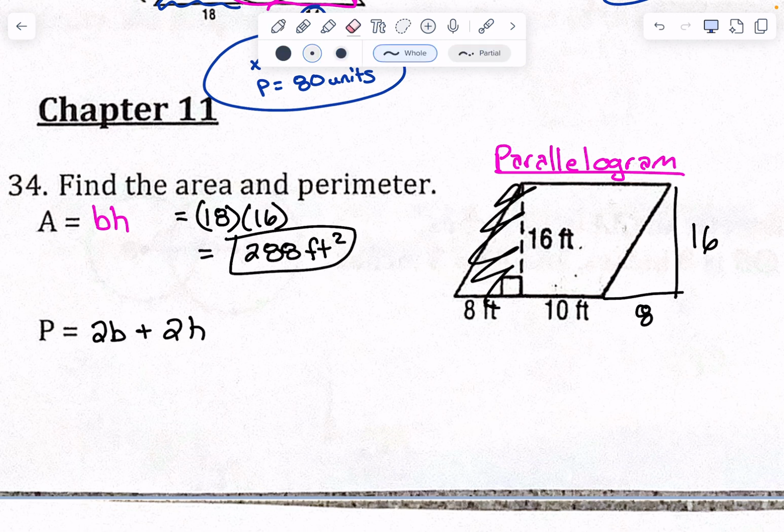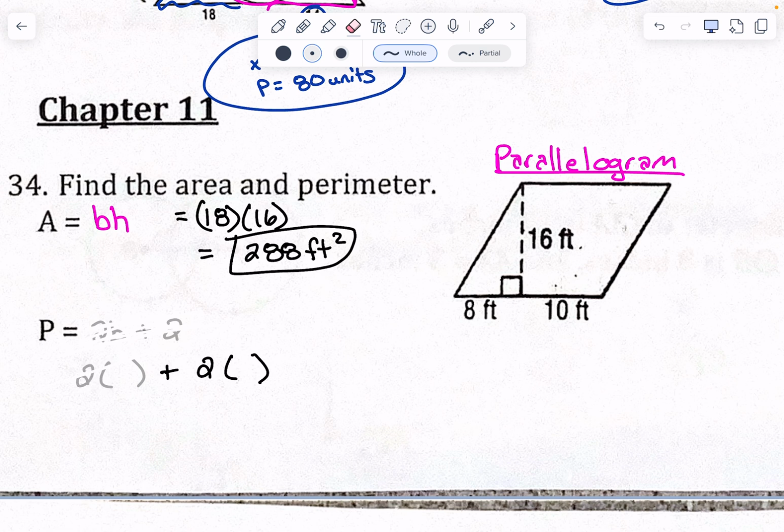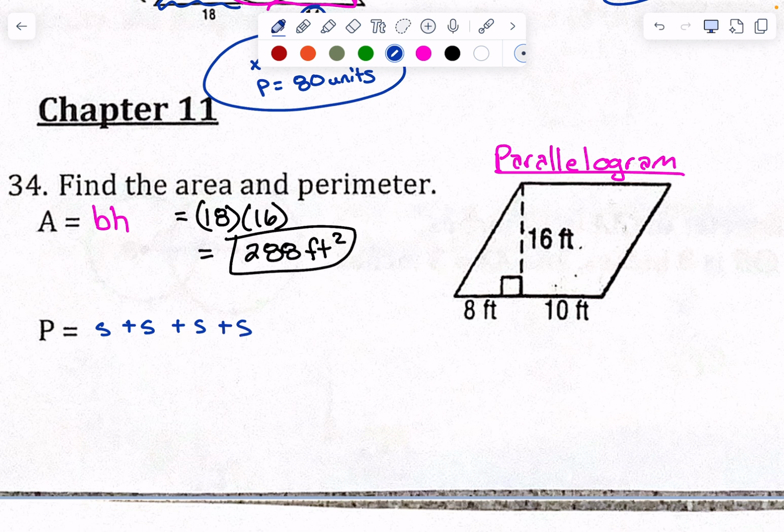Could you do that? Would it be the same, two bases plus two heights? Would it be the same perimeter? Actually, you know what? I'm not going to do two heights because the height is not the slant. So maybe I shouldn't write that formula. I'm going to go side plus side plus side plus side. Let's just do that.